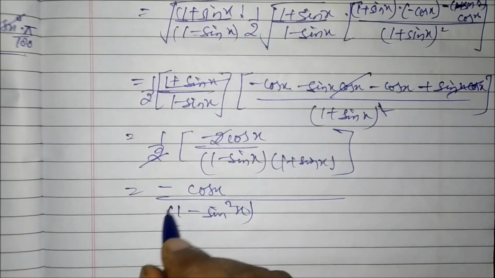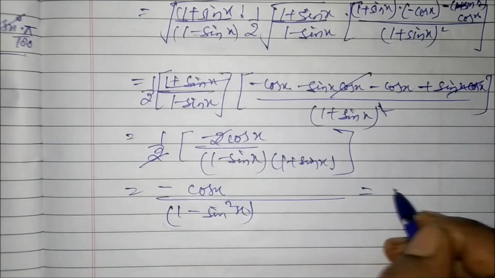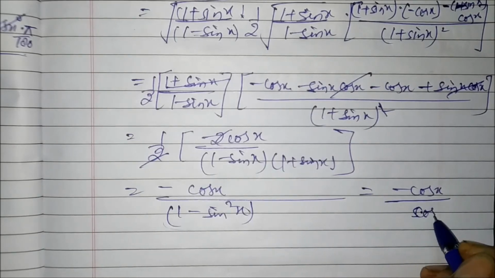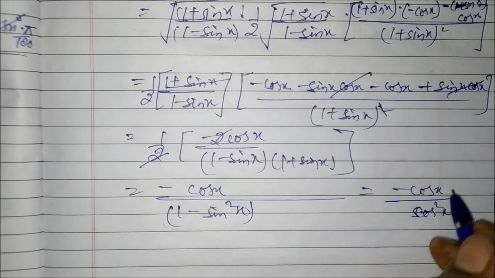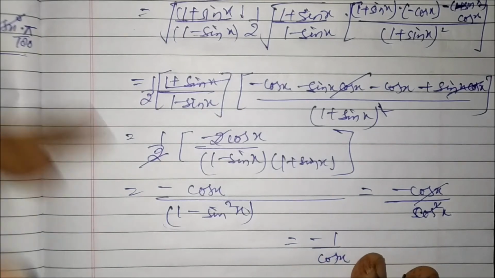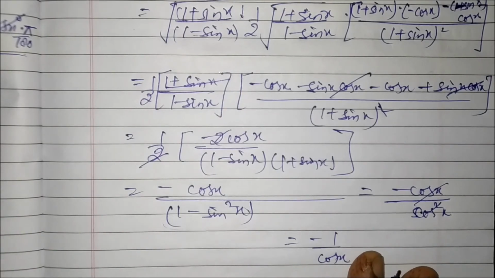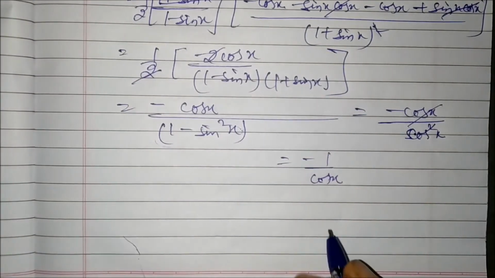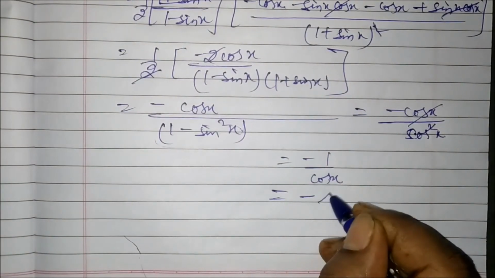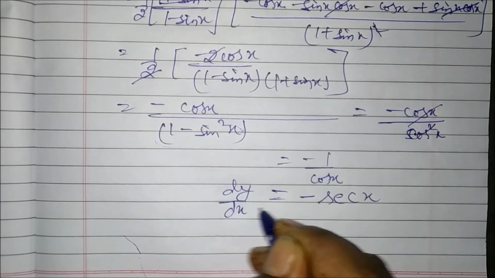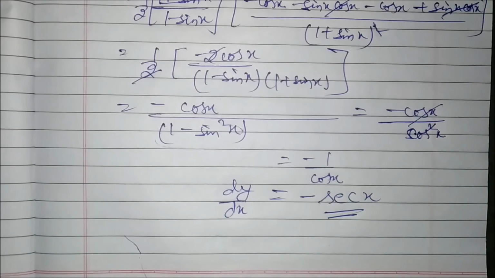Now by using the trigonometric formula we can write it as minus cos x upon cos square x, so this cos x will be cancelled from the power and we have minus 1 by cos x. Therefore, 1 upon cos x is sec x, so we can write minus sec x. So final dy by dx is minus sec x.